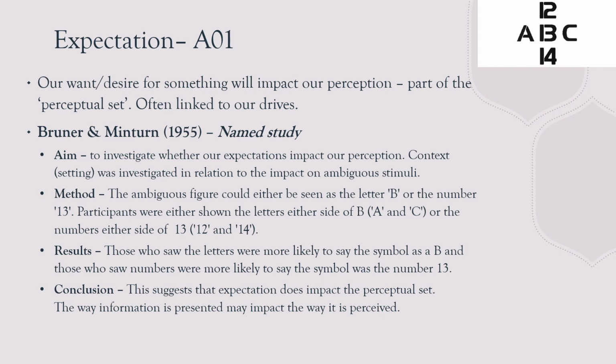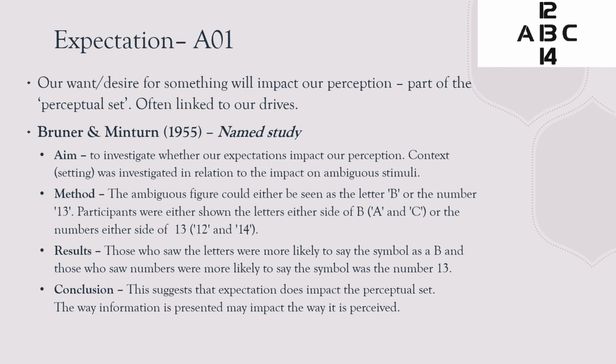What did they find? Well, those who saw the letters were more likely to interpret the ambiguous figure as a B, and those that saw the numbers were more likely to see the ambiguous figure as the number 13. So what does this suggest? It suggests that expectations do, in fact, affect the perceptual set. And the way that information is presented may have an impact on the way it's perceived. And obviously here in particular, we were looking at letters and numbers and ambiguous figures.